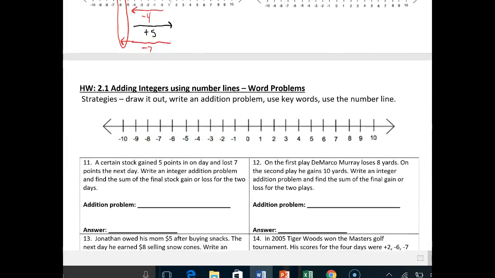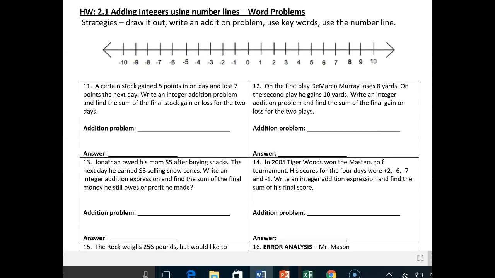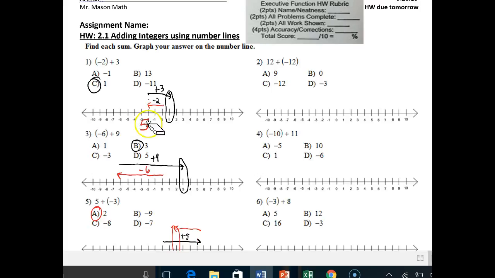Right? So backside, we have a number line here to use our strategies of drawing it out, writing addition problems, using keywords, and using our number line. So a certain stock gained 5 points in, I should say, 1 day, and lost 7 points the next day. Write an integer addition problem and find the sum. So gain is obviously positive. So, oops, sorry about that.